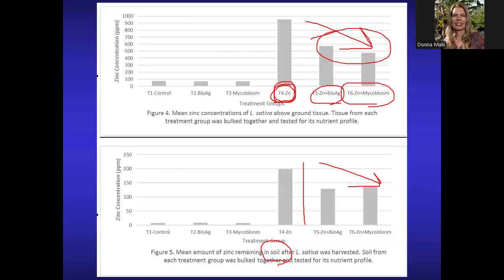But you can still see that there's zinc in there. According to the company that we sent the tissue to have it analyzed, the level that was found in the leaves was safe to eat. So that's the other thing too, because you can have some zinc present, but you can't have toxic amounts.